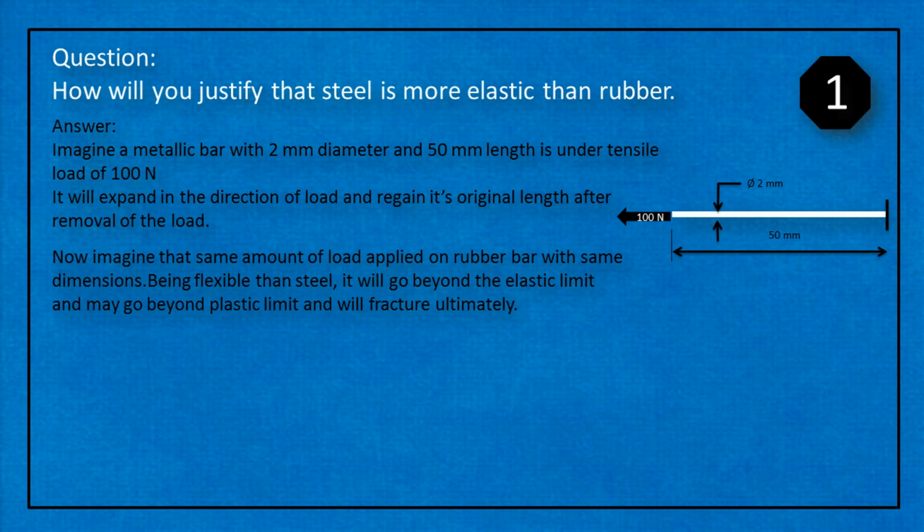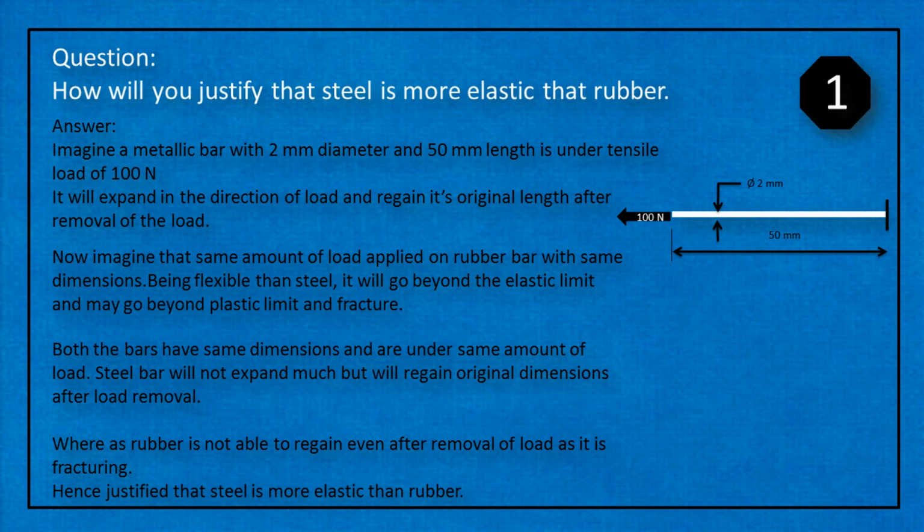Now imagine that the same amount of load is applied on a rubber bar with the same dimensions. Being more flexible than steel, it will go beyond the elastic limit and may go beyond the plastic limit and will fracture ultimately. Both the bars have the same dimensions and are under the same amount of load. The steel bar will not expand much but will regain its original dimensions after load removal, whereas rubber is not able to regain even after removal of load, as it is fracturing. Hence justified that steel is more elastic than rubber.